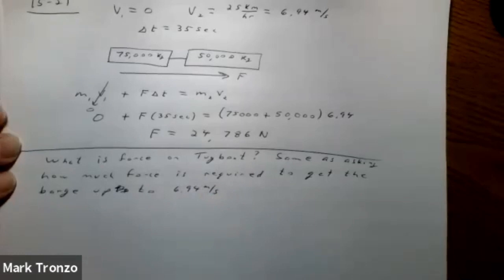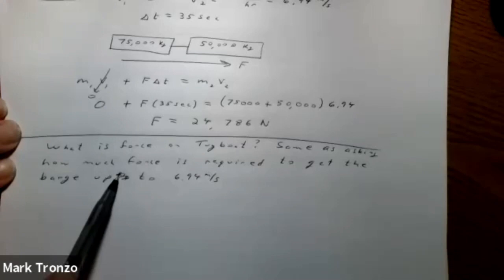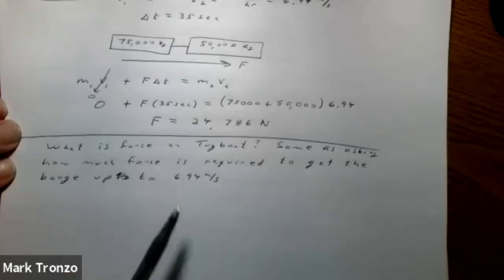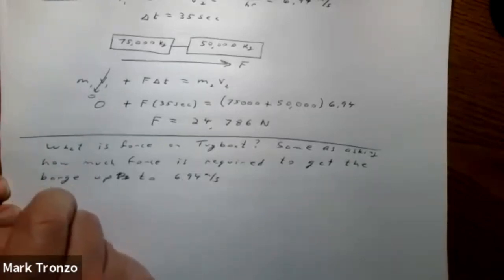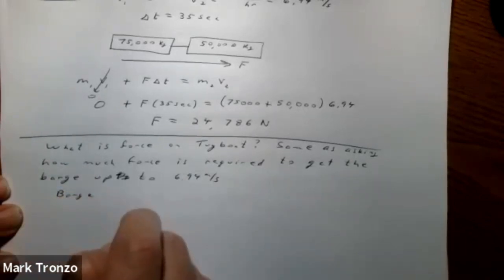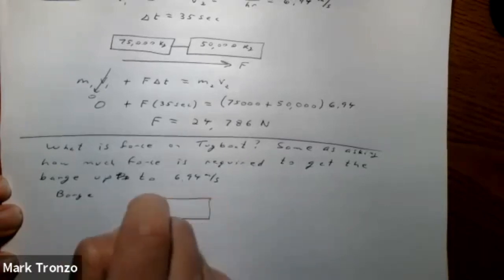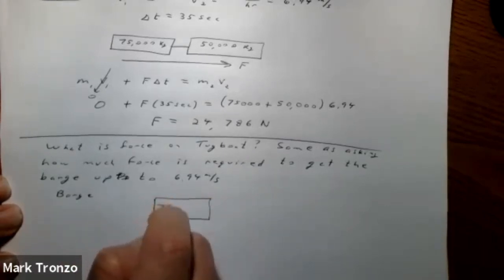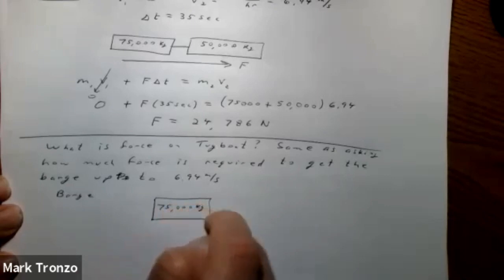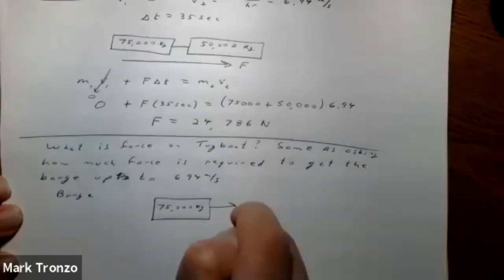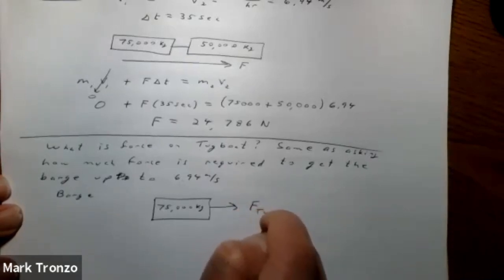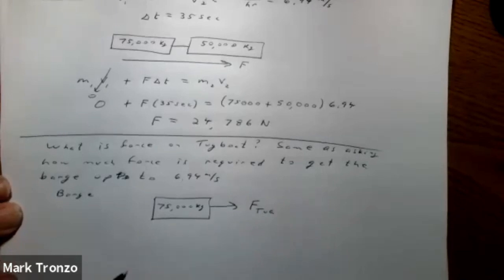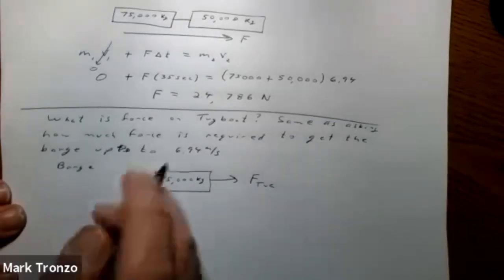Because that's going to be the only force. So in other words, the only force on the tugboat is going to be the force that it has to deliver to get that barge up to speed. So we can sort of focus on the barge then. So barge here, 75,000 kilograms. And again, this is the force from the tug. So question is, how much force is going to be required to get it up to speed?